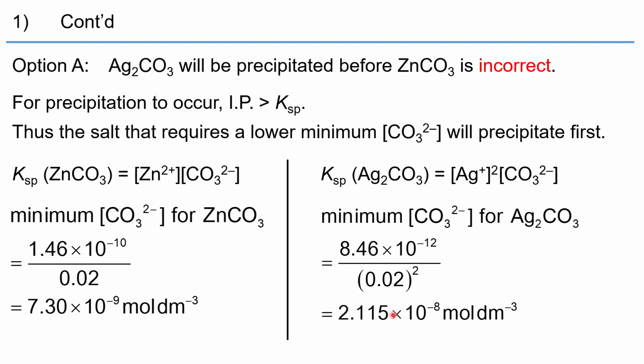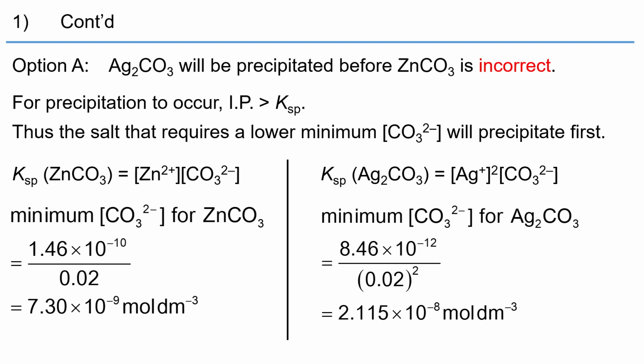If you do everything correctly, you will realize that the value for your silver carbonate will be 2.115 times 10 to the minus 8 moles per dm cube. So compare the two values. Do you notice the magnitude for zinc is minus 9, but the magnitude for silver is minus 8? So zinc is a smaller number. Because it's a smaller number, your zinc carbonate will be the one to precipitate first and not your silver carbonate. Hence, option A is incorrect.